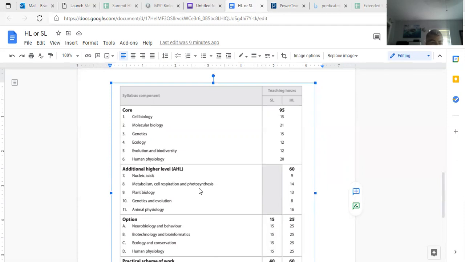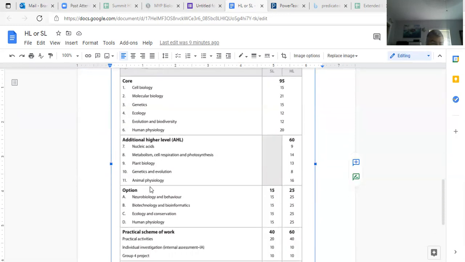Metabolism, cellular respiration, and photosynthesis, that's an additional 14 hours. I will definitely go back and do this. We're going to run some labs so you understand this more in depth. Some of you are doing metabolism and respiration for your IAs. I really don't feel comfortable with you doing that without having a little more instruction. So I'm going to start here when we come back with ecology, because ecology is also going to be our option, which I'll talk about in a moment.